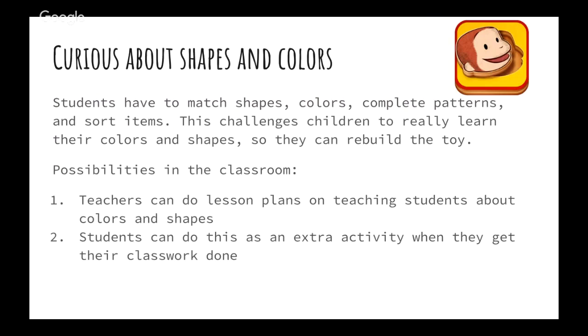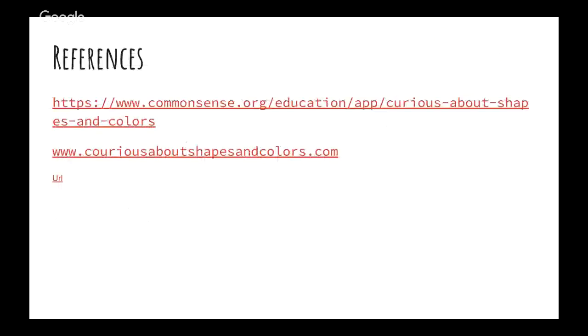Curious About Shapes and Colors is a tool where students have to match shapes, colors, complete patterns, and sort items. This challenges children to really learn their colors and shapes so they can rebuild the toy. In the classroom, teachers can do lesson plans on teaching students about colors and shapes. Students can do this as an extra activity when they get done with their classwork. This can be found at curiousaboutshapesandcolors.com.